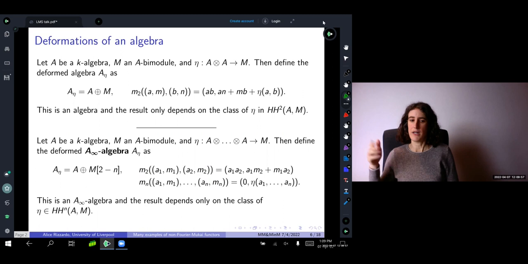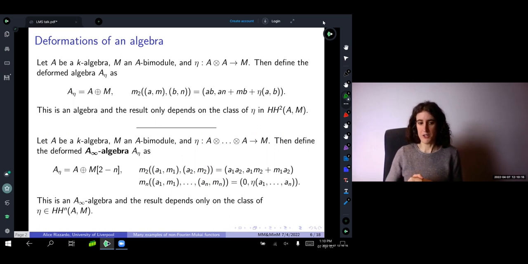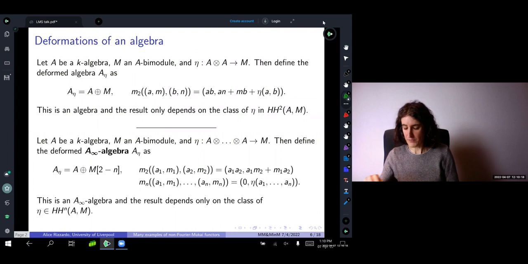And again, I can mod out by coboundaries. Yeah, sorry, I think I said cocycles before. I can mod out by coboundaries. And so this deformed infinity algebra really only depends on a class in the Hochschild cohomology of M.